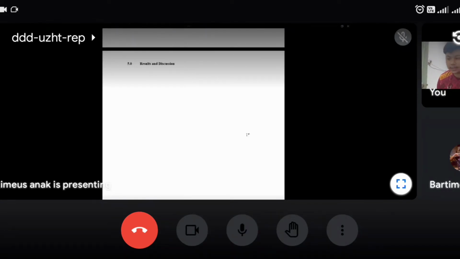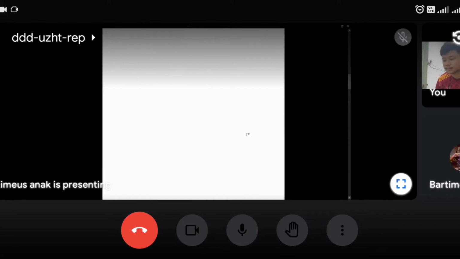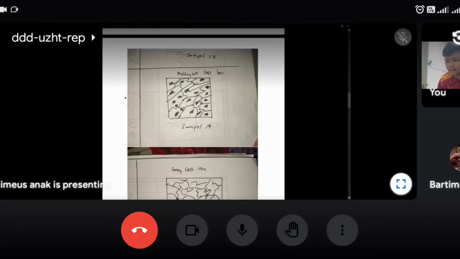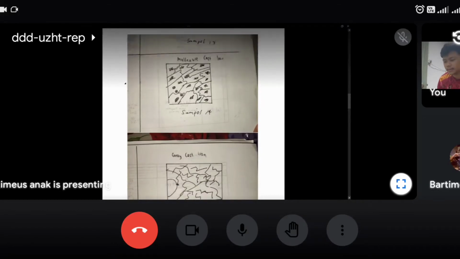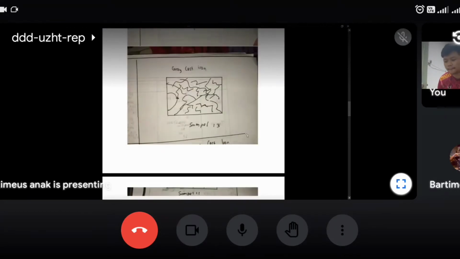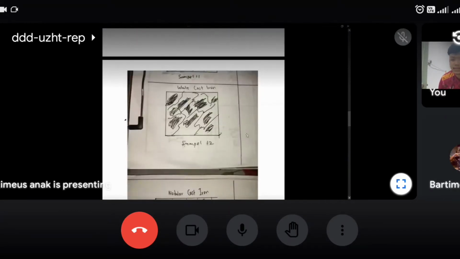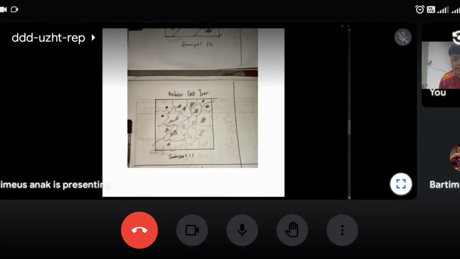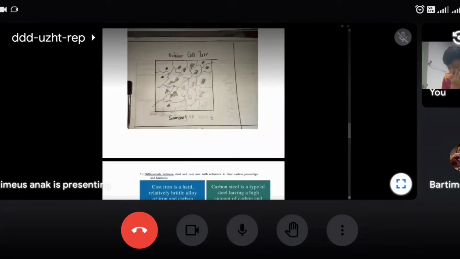Okay, this is the result for the experiment M2. We go to the result. As you can see, this is the microstructure of malleable cast iron, this is the microstructure of gray cast iron, number 3 is the microstructure of white cast iron, and the last one is the structure of nodular cast iron. So next, we go to the discussion.